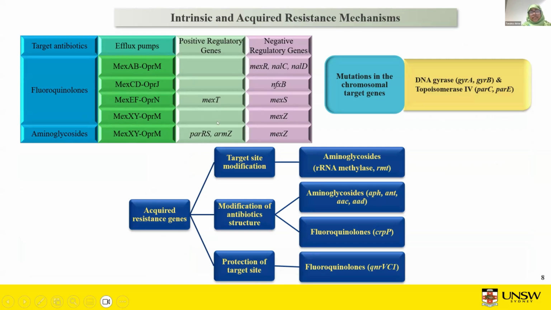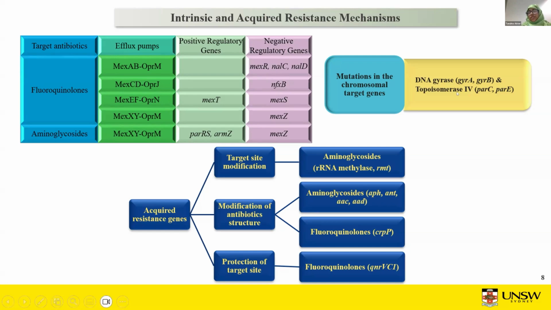Positive regulatory genes MexT, ParRS, and ArmZ cause the overexpression of these efflux pumps. On the other hand, negative regulatory genes such as nalC, nalD, MexR, MexS, MexZ, and nfxB cause the downregulation of this efflux pump. However, bacteria can introduce mutations in any of these genes to increase antibiotic resistance. For example, mutation in a negative regulatory gene results in a loss of function mutation, which actually increases the expression of the efflux pump, thereby increasing the antibiotic resistance.